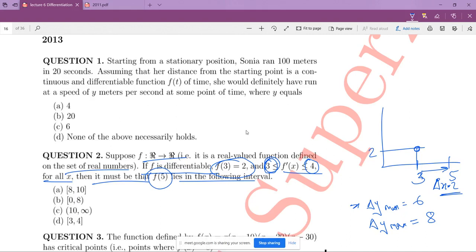So add 6 to 2, that becomes 8, and add 8 to 2, that becomes 10. So the possible values here have to be between 8 and 10. This is if the slope is constantly 3, and this is if the slope is constantly 4.